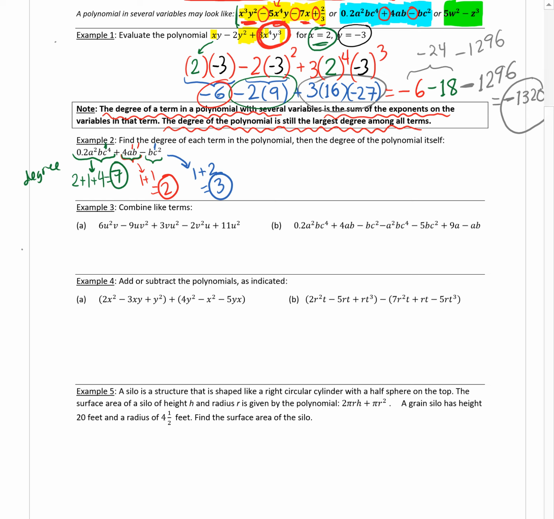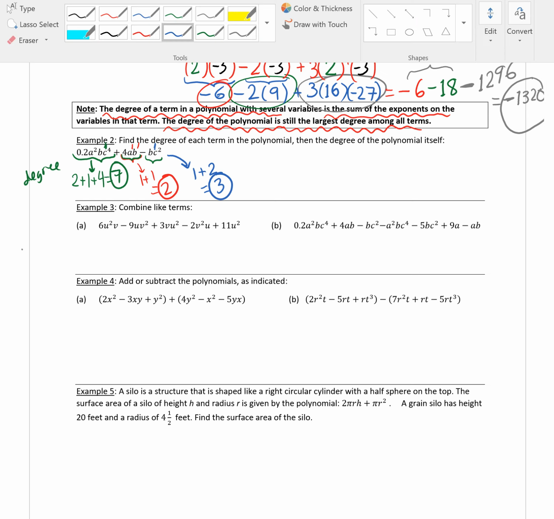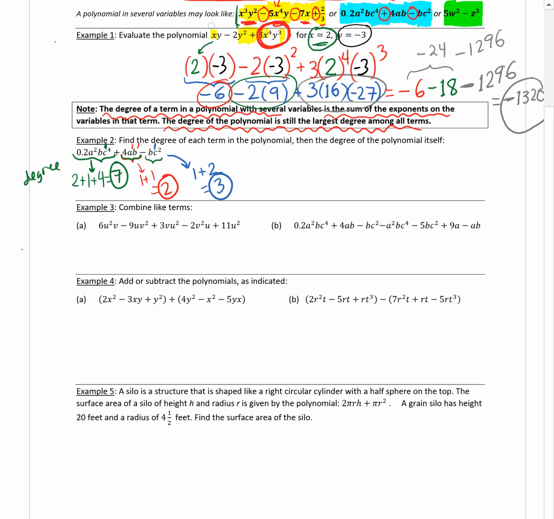Alright, so kind of confusing, but yeah, if you have a term in your polynomial with more than one variable, just take every exponent on a variable, even if it doesn't have a visible exponent, it's still a 1, and you add them all together. That's the degree of the term. We have each of the individual terms' degrees, but they also want the polynomial's degree.